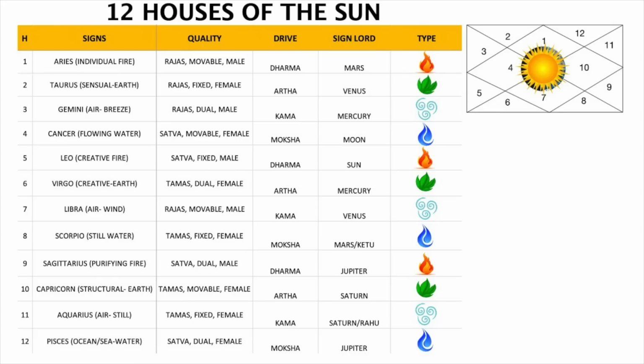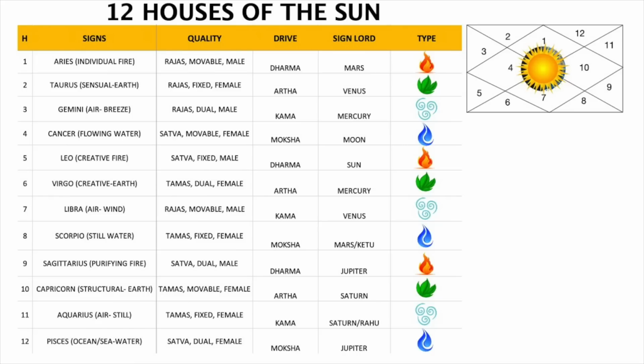So the 3 fire signs, 1, 5 and 9, we go from Mars to Sun to Jupiter. These have all got the energy of Dharma. Remember the Nakshatra series, we spoke of the 4 steps, Dharma, Artha, Kama and Moksha. These are the 4 steps. So here Dharma is about 1, 5 and 9, the Aries, Leo and Sagittarius. They are all about fire, but different kinds of fire. Aries is individual fire, Leo is creative fire, Sagittarius is purifying fire.